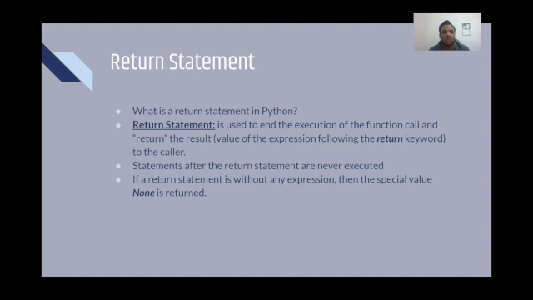Like I said, any function has to always return a value. If there is no return at the end, it will return a default, which is None. Like it says right here, if the return statement is without any expression, the special value None is returned. So when you run the Python program and the function doesn't see a return, it will just return None, because a function must return something at the end.